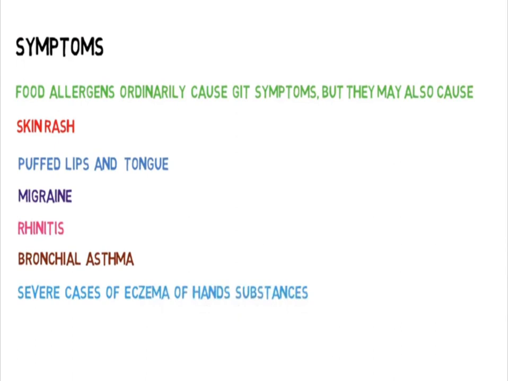The symptoms which arise because of the ingested allergens are: food allergens ordinarily cause GIT symptoms. Some people who are hypersensitive towards citrus foods are going to have a gas problem, and sometimes food allergy causes stomach pain. Along with the GIT symptoms there are also skin rashes, puffed lips and tongue, migraine, rhinitis, bronchial asthma, and in severe cases, eczema of hand.